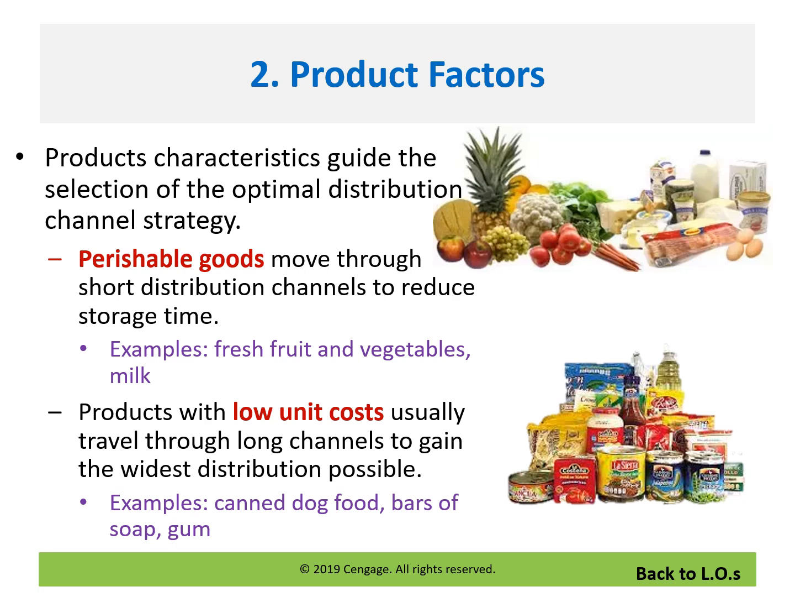Second, product factors. Products' characteristics guide the selection of the optimal distribution channel strategy. Example, perishable goods move through short distribution channels to reduce storage time. So, perishable goods include fresh fruit and vegetables and milk. Products with low unit cost usually travel through long channels to gain the widest distribution possible. Examples would be canned dog food, bars of soap, gum, or other grocery items.